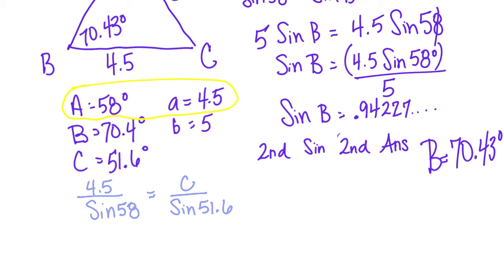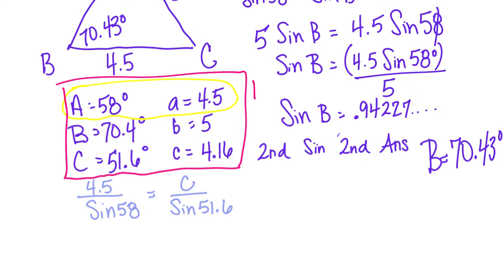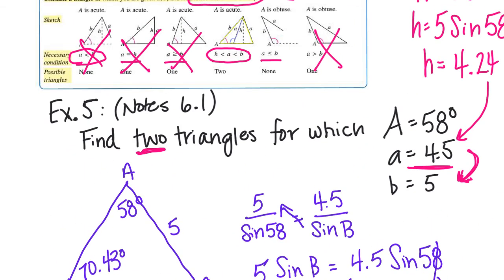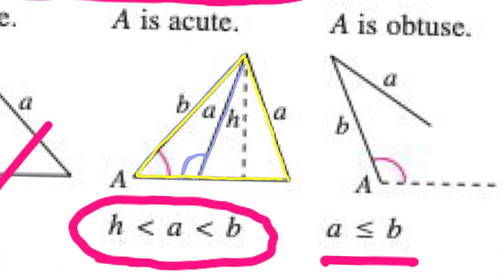And when you cross multiply, you will get the answer to c. So good. For c, you should get 4.16. Now, the unfortunate news is this is just the answer to the first triangle. So remember, we did the triangle in the yellow first.